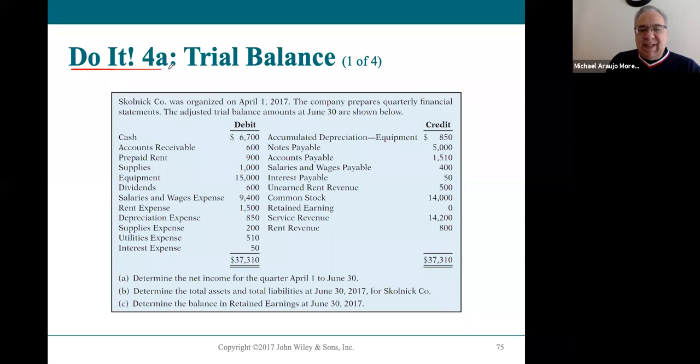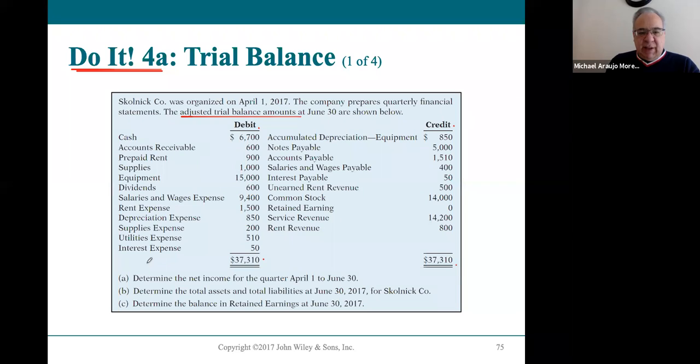So this is our lesson today. Do It exercise 4A is about the adjusted trial balance. The adjusted trial balance amounts here are listed. They're not listed in just any old order, right? Accounts that have debit balances are listed in this column. Accounts that have credit balances are listed in this column, right?